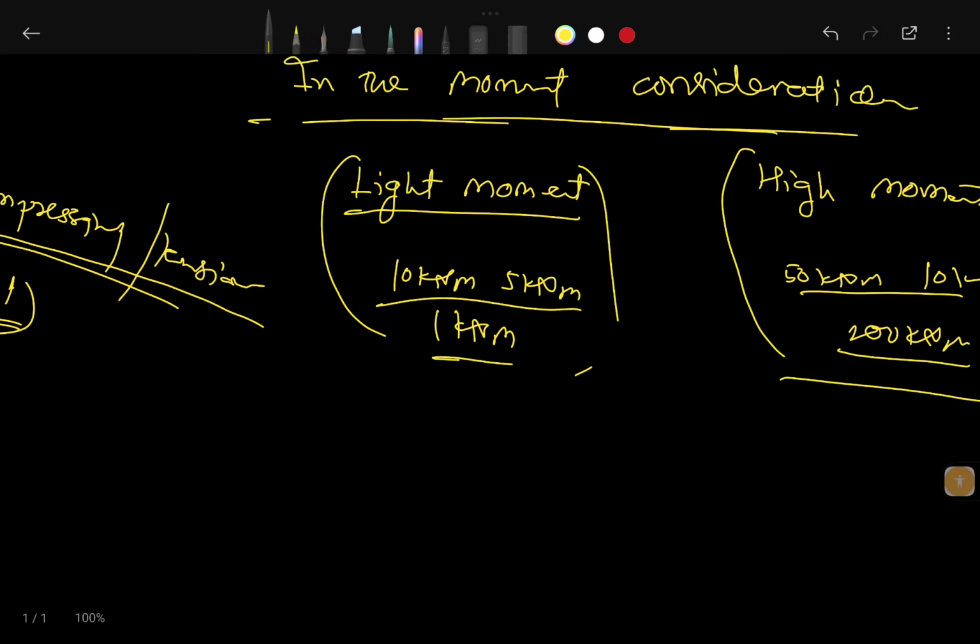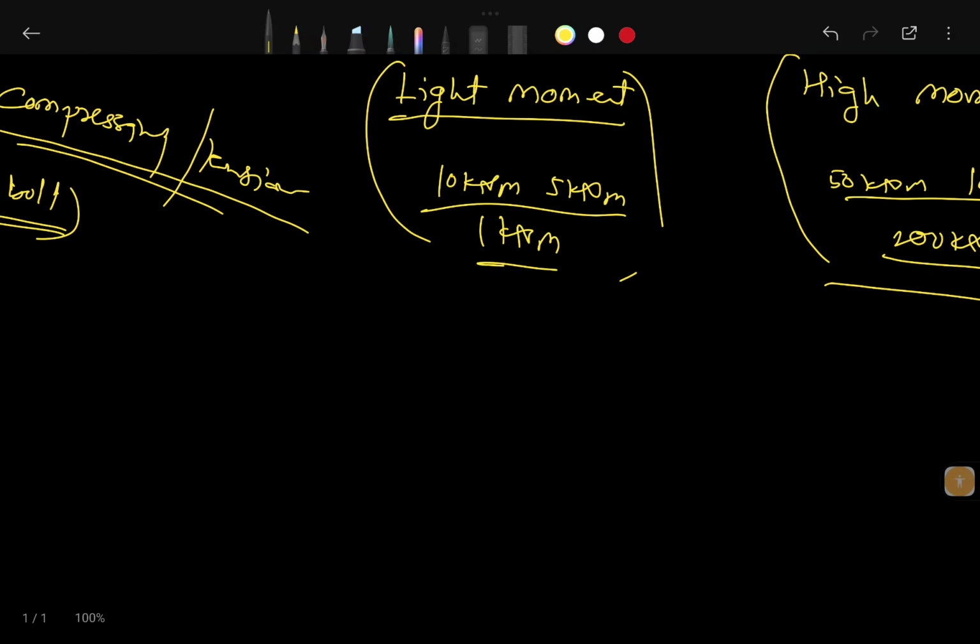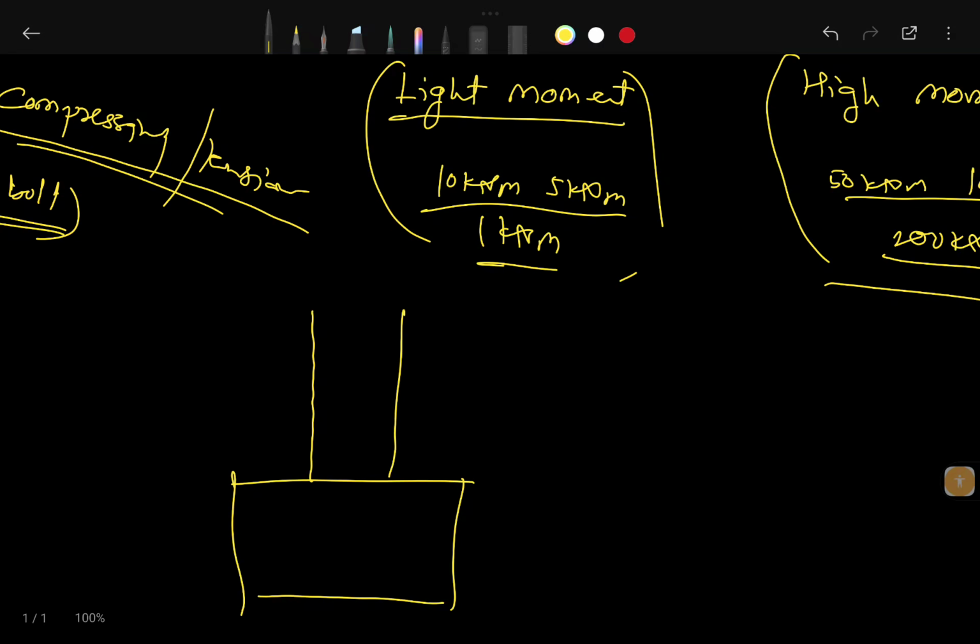So these two types of moment are transferred to the structure. If light moments are coming into this pedestal and column, this moment has the ability to overturn this column, but in our column we have used the base plate to resist lift forces and not overturn. So that's why we use anchor bolts also, to restrain the base plate with column and pedestal.